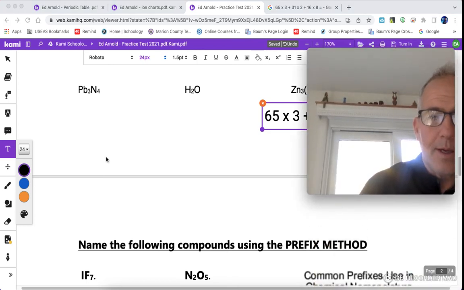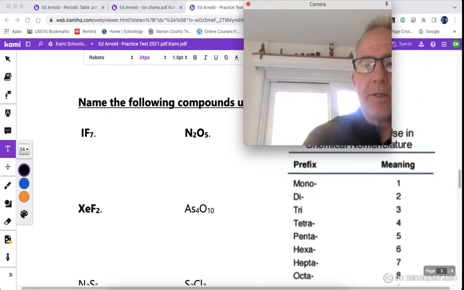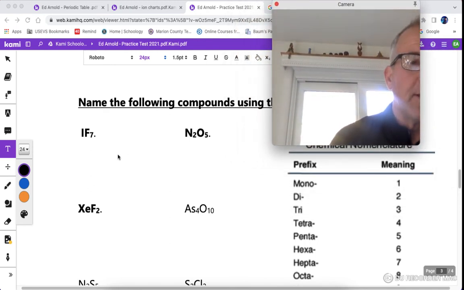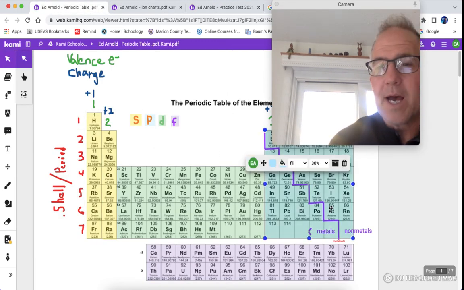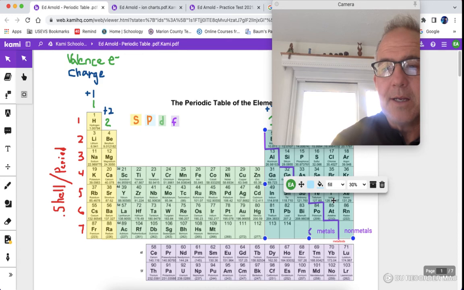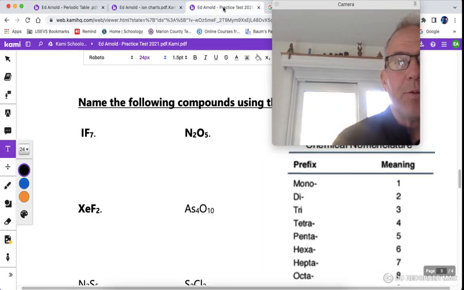Okay, prefix method. Now the prefix method's pretty simple to do. It's probably the easiest one. The first name is whatever the element's name is. If you look on the periodic table, that first name was iodine. Iodine, not iodide. That's the ide name. The first name has to be the regular name. So iodine.